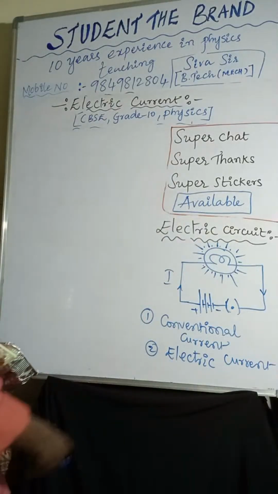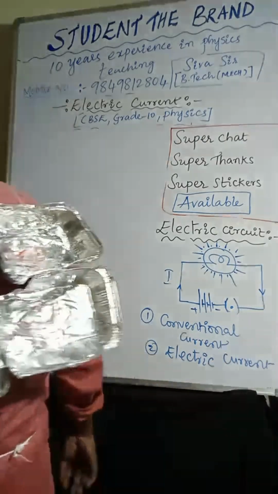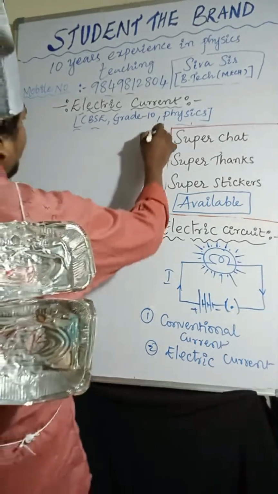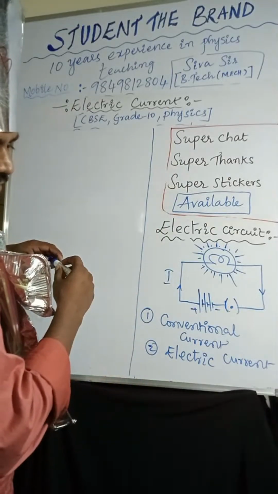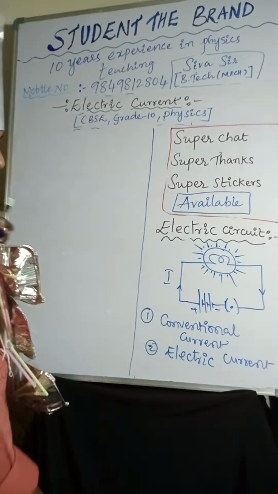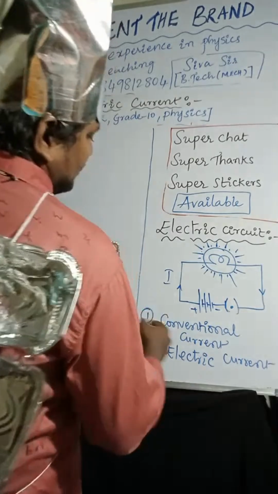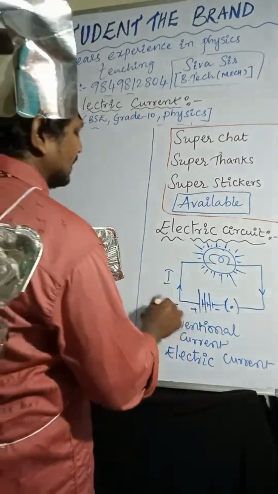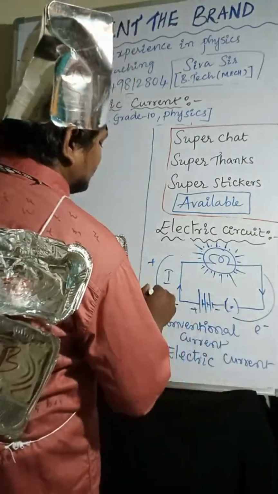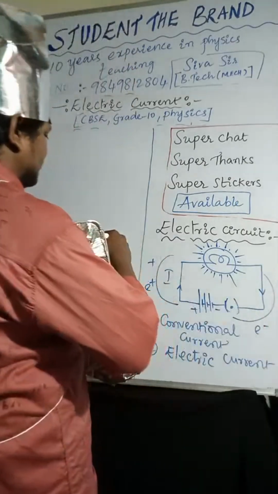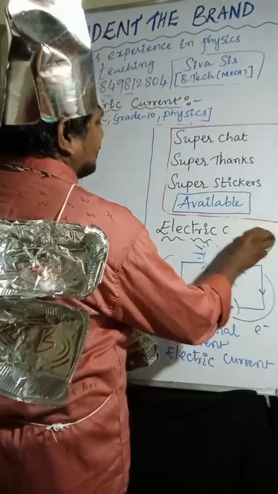Okay. Next one, potential difference. Potential difference is nothing but work done to bring unit positive charge. So electrons will move in the opposite direction of positive charges. If positive charges are moving this side, electrons will move like this. Okay, so this is the positive charge and negative charge. So that is about conventional current and electric current.